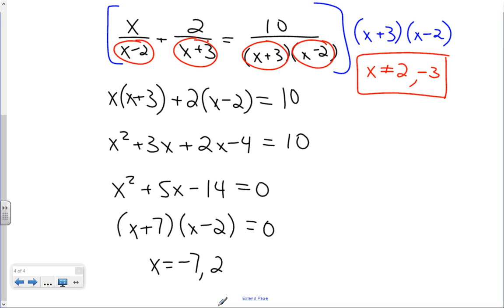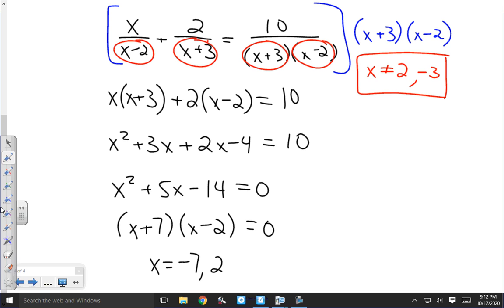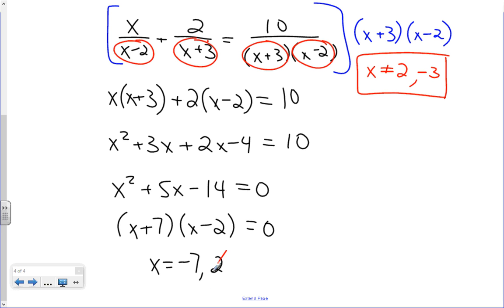And oh, there's our problem, right? x equals 2 was not part of our domain, so I've got to get rid of that one. Don't erase it, but rather just simply cross it off so that we know that x equals negative 7 is actually our only solution here.